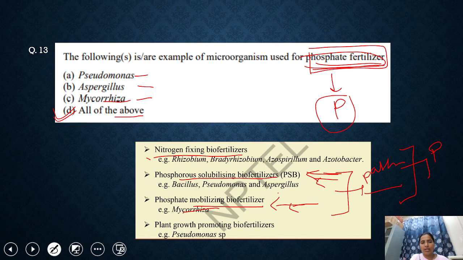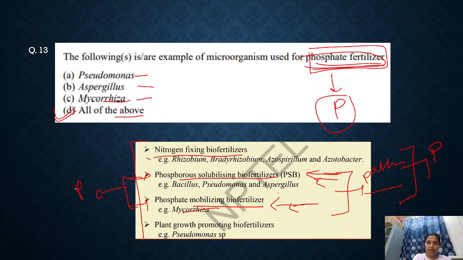In this table or figure, you can see examples of different types of fertilizers. In the second one, you can see phosphorus solubilizing biofertilizer, and in the third one they have given phosphate mobilizing fertilizer. What is the major function of these two types of biofertilizers? It means they provide phosphorus to the plant, but both have different pathways.